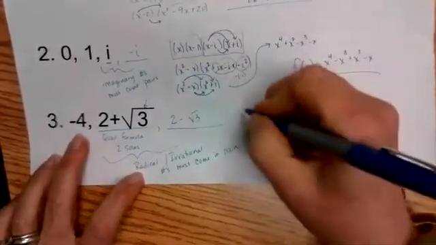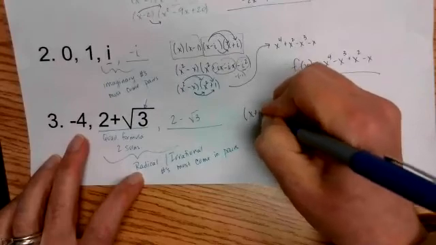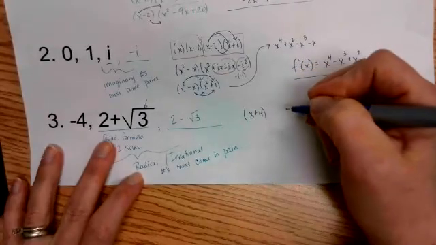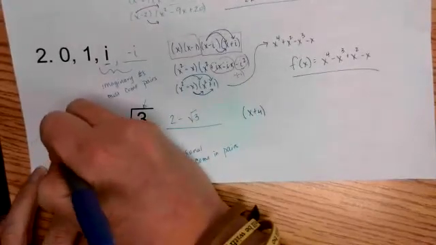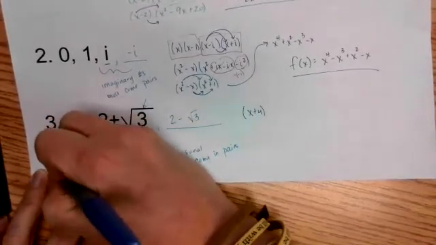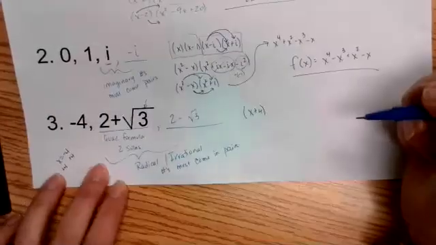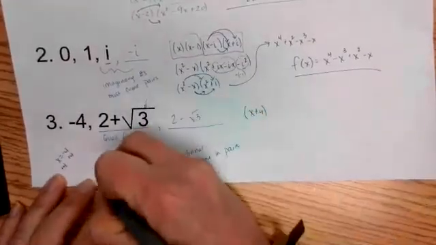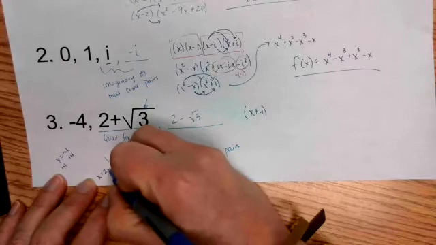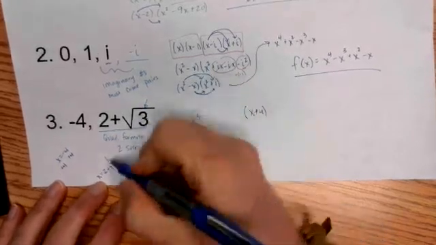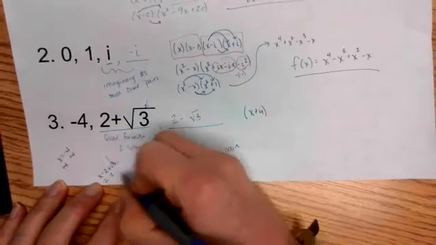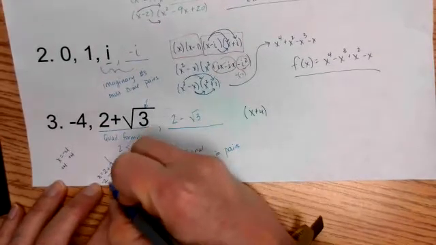So with my negative 4, that factor will be x plus 4. If I have x equals negative 4, I need to add 4 to both sides to get x plus 4. So if I have x is equal to 2 plus the square root of 3, in order to make this a factor, I need to subtract 2 from both sides and the square root of 3 from both sides.